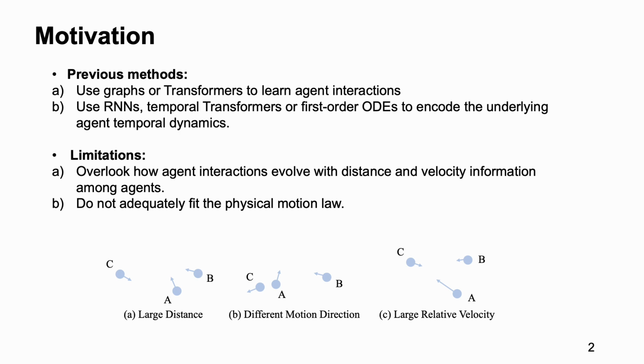According to Newton's second law, the force, which is regarded as agent interactions in our approach, affects acceleration, while first-order ODEs only consider the distance information which affects velocity. These modeling limitations often lead to inaccurate results, such as reduced forecasting accuracy and collisions among agents.